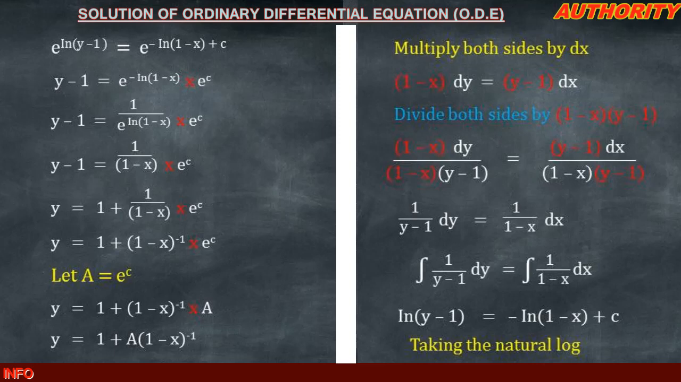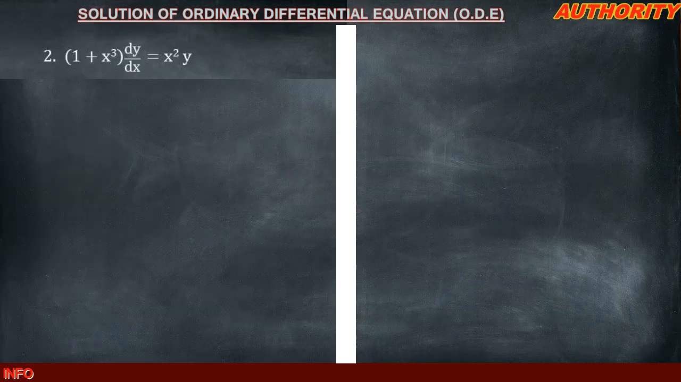All right, yes. Now let's take a look at number 2. Okay, let's solve number 2. So number 2, we have (1 plus x cube) dy/dx is equal to x squared y.